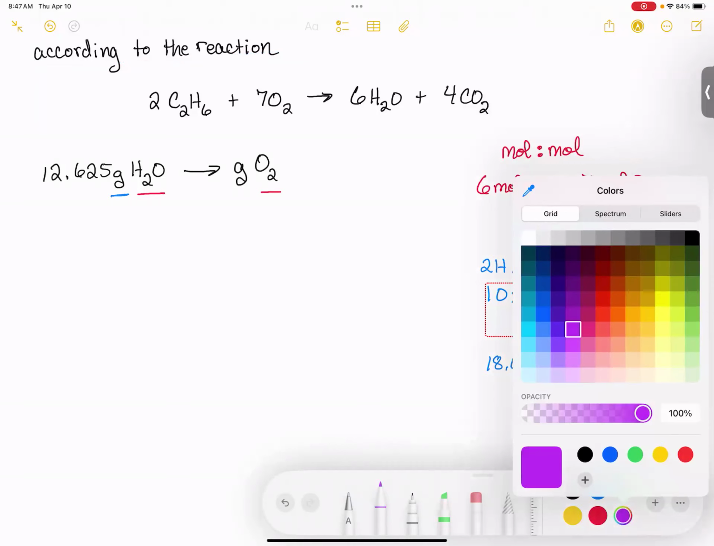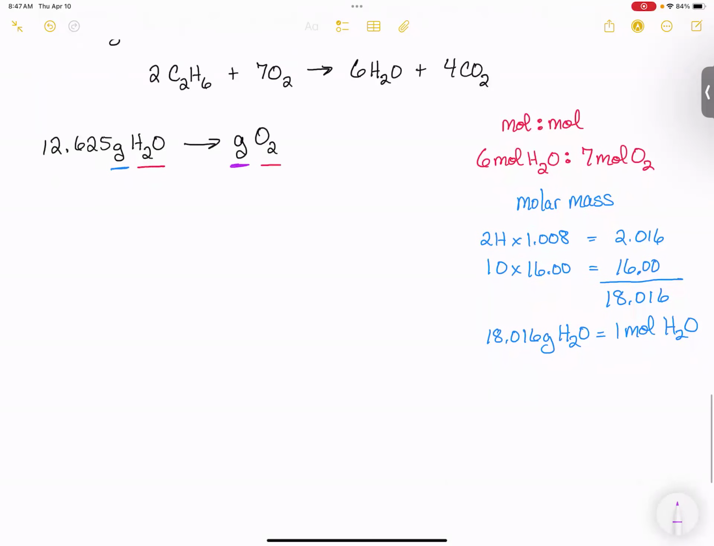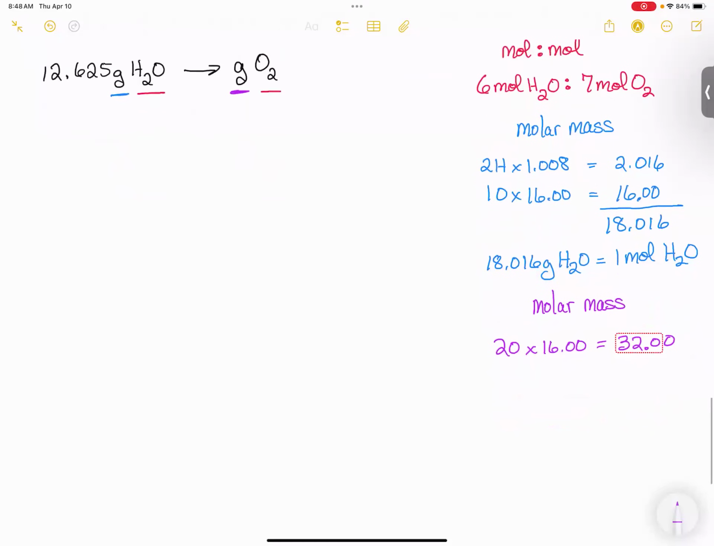Continuing to break this down, the next thing I see is I'm going to need grams of oxygen. That means I need the molar mass. Anytime I see grams, it means I need the molar mass. There are 2 oxygens at 16.00 each, meaning it is 32. That is 32.00 grams of oxygen is equal to 1 mole of oxygen.